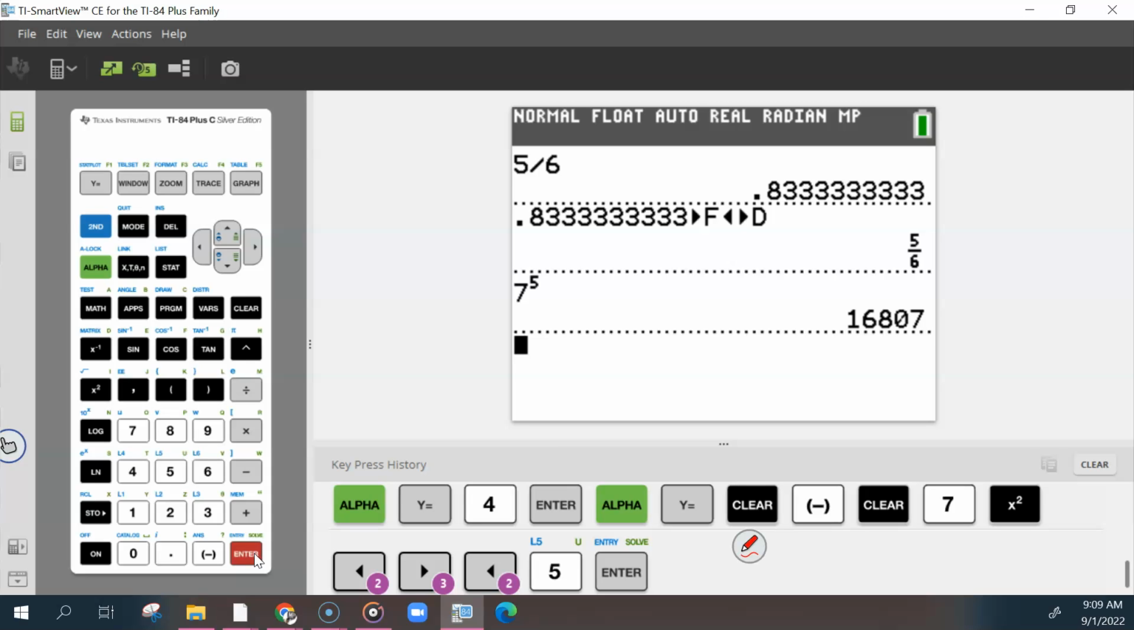Another way you can use exponents is, I call this a caret. You can hit this button for exponents, and it'll leave the space blank, and you can put in whatever number you want.